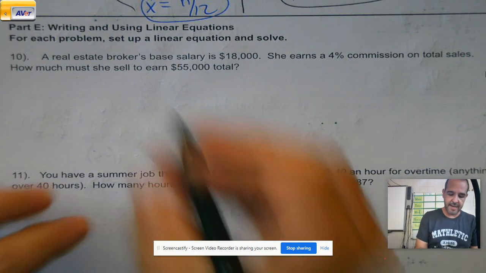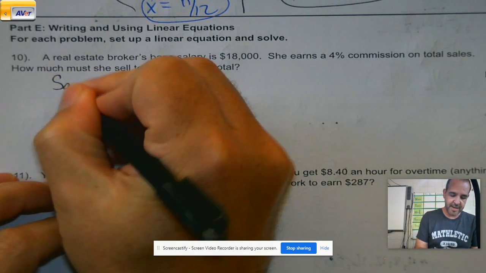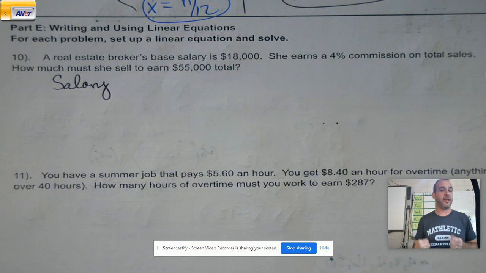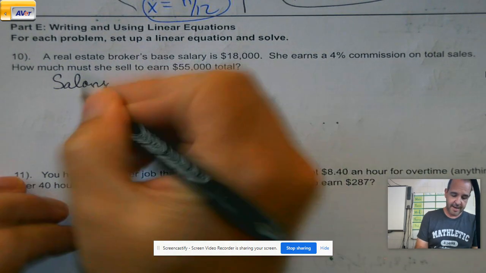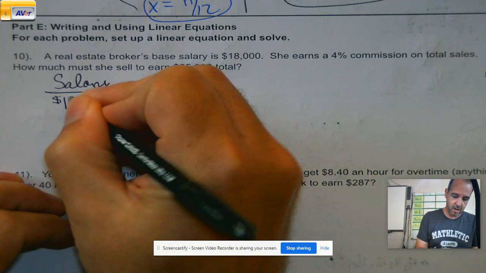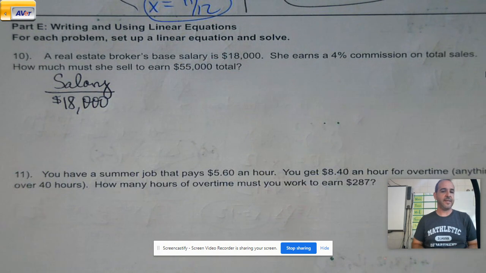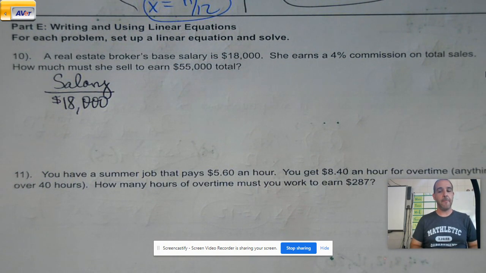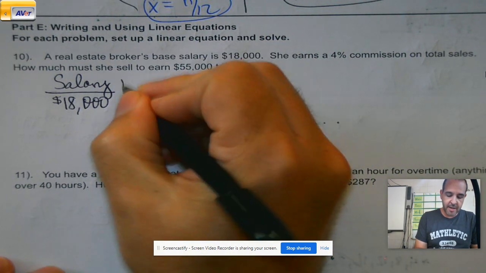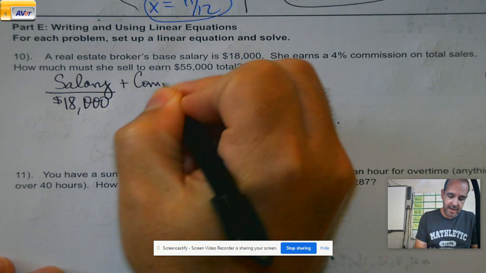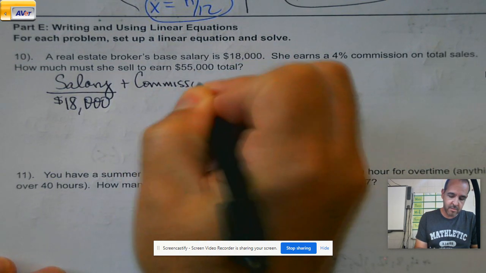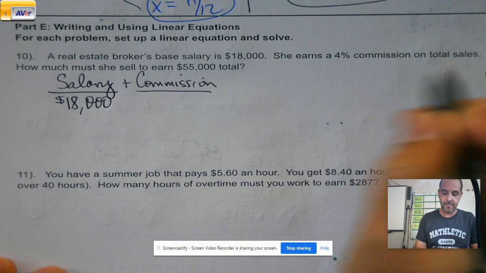So when you're a real estate broker, you're going to get a salary. You're going to get a certain amount of money no matter what. In this case, our real estate broker's salary is $18,000. She earns a 4% commission on sales, okay? That's more money that's going to be in her pocket. So we're going to add that.